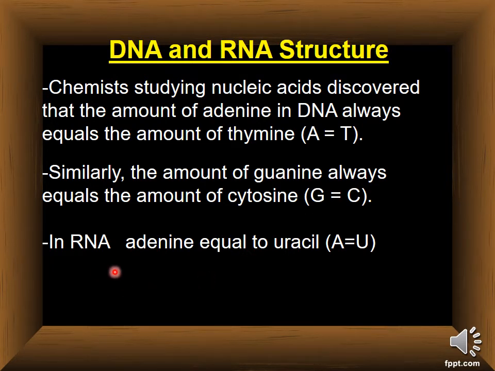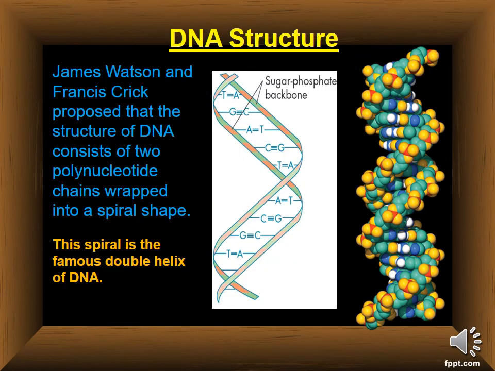But in RNA, adenine pairs with uracil, meaning there is no thymine. So instead of thymine, uracil is present here. Adenine with uracil, and guanine with cytosine, same as DNA. Guanine and cytosine are present in both DNA and RNA, but in DNA the adenine-thymine pair is present, while in RNA adenine with uracil is present. So remember this as well.